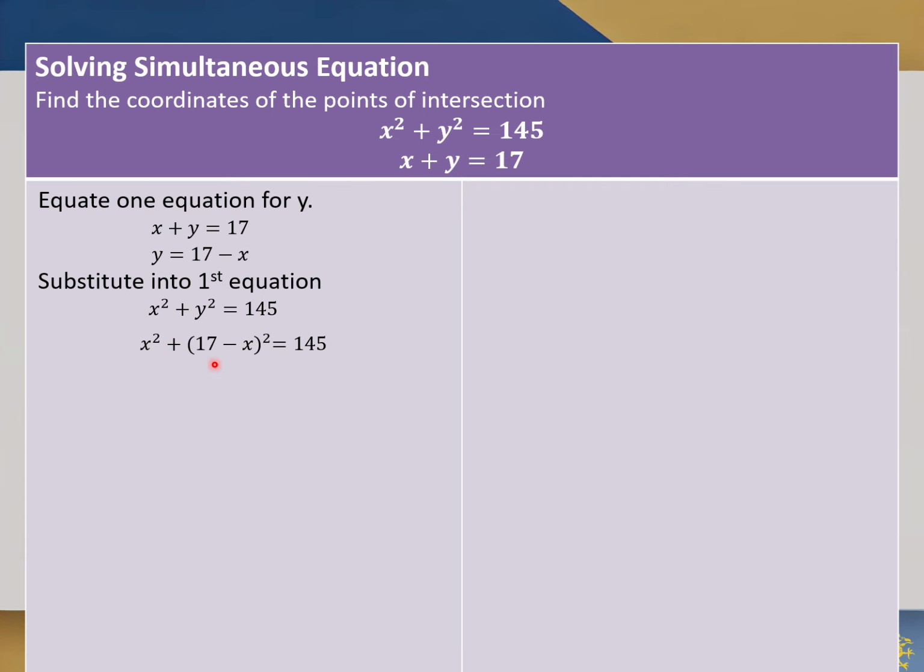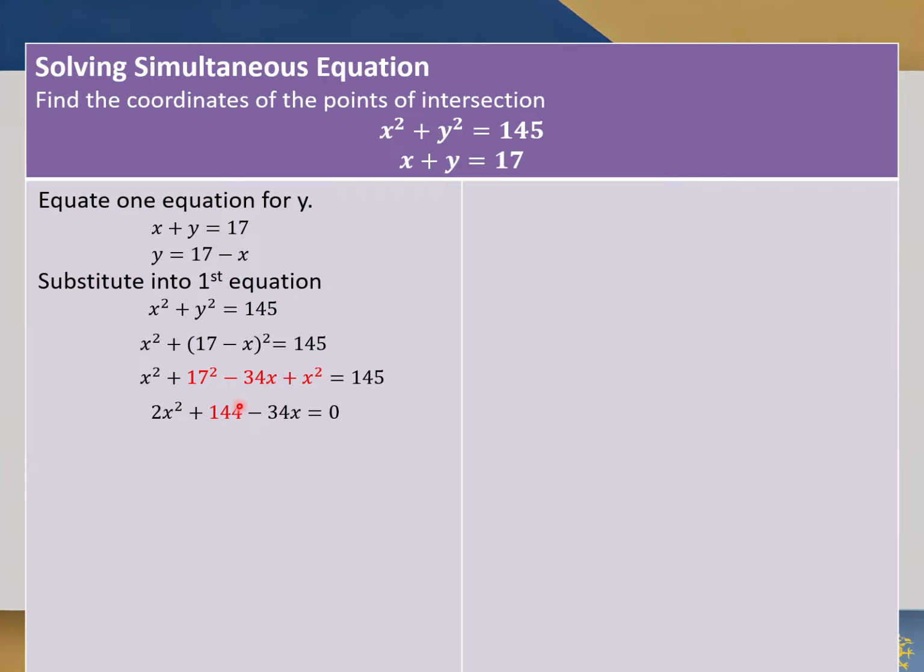Now, I'm just going to simplify this. The first step that I will do is expand this. So this is going to be 17 squared, take away 2 times 17 times x, plus x squared. I'm using the perfect square rule. I've put that in red so you can see what I've done. Now, 17 squared is 289, and then I would have taken 145, and that will give me 144.